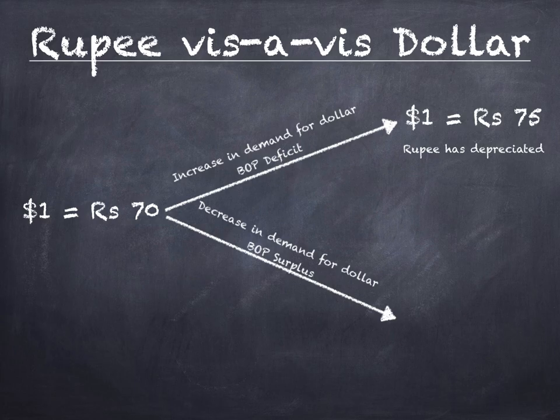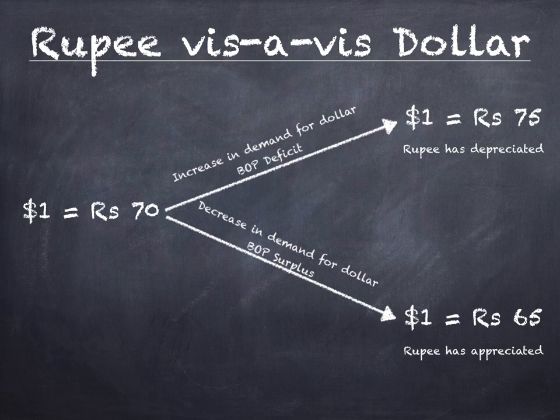When you are running a balance of payment surplus. So when you are running a balance of payment surplus, then price of dollar falls. And what do you mean by fall in the price of dollar? That means your rupee has appreciated. All right. So when you're running a balance of payment deficit, then rupee depreciates. And when you're running a balance of payment surplus, then rupee appreciates.